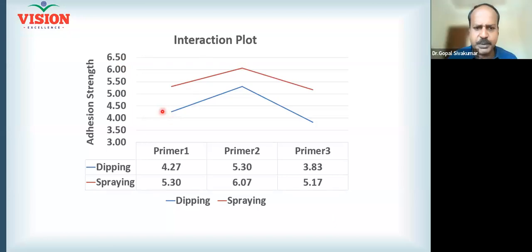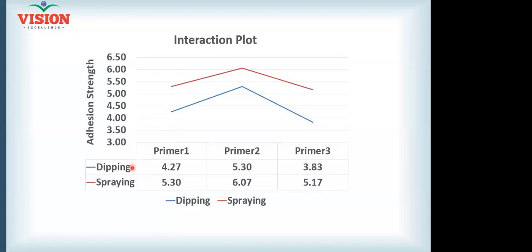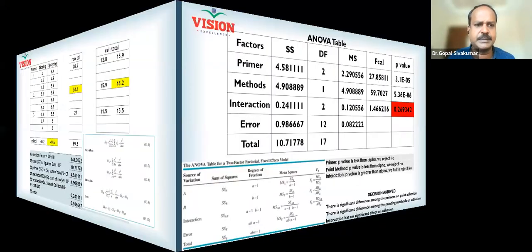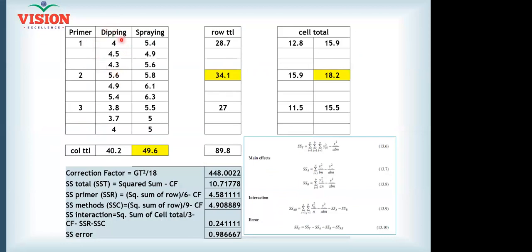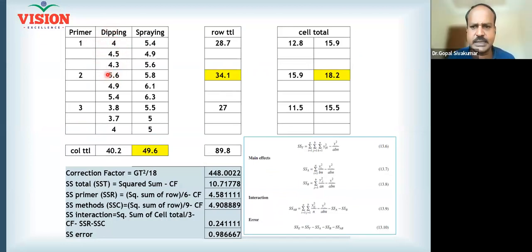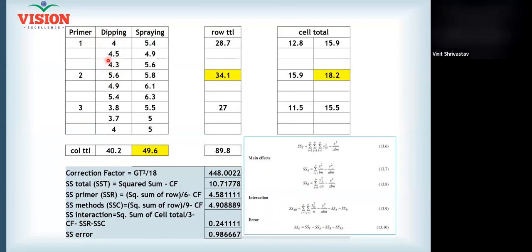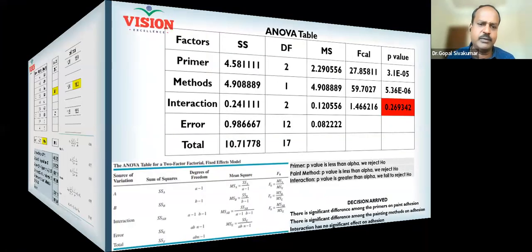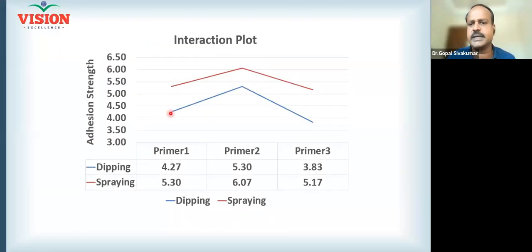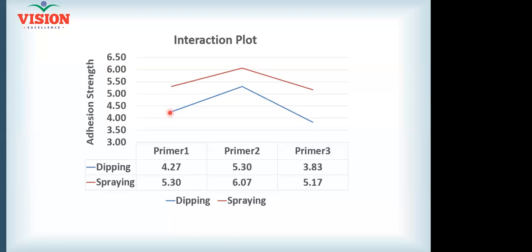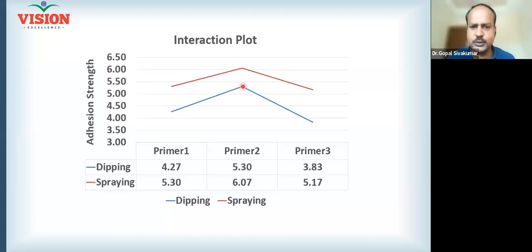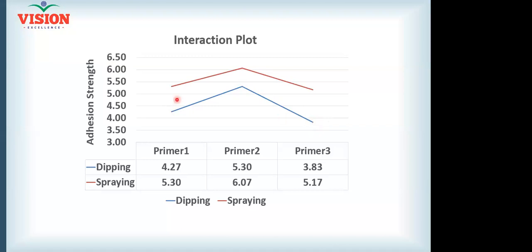So now the first point is primer 1 dipping. How many experiments have you conducted for primer 1 and dipping? Three. The average of the three values is this point. You can see here. Clear? Similarly, this is primer 2 dipping. This is primer 3 dipping. This is primer 1 spraying. This is primer 2 spraying. This is primer 3 spraying.